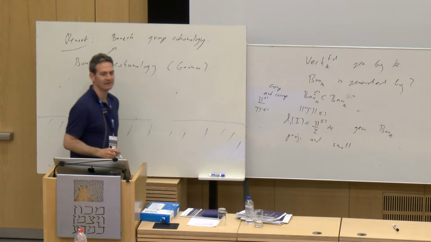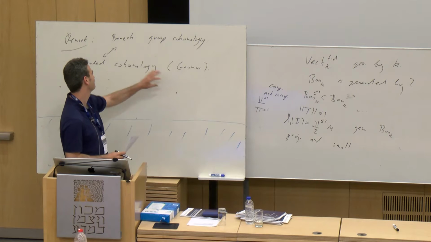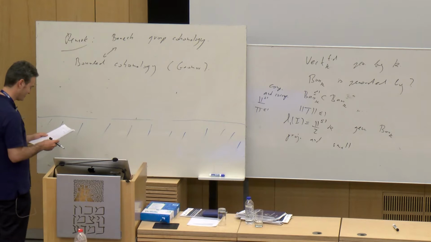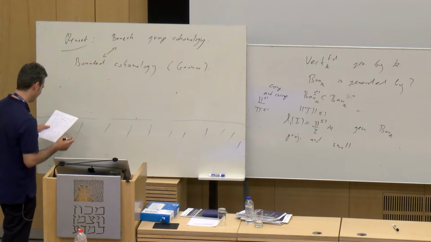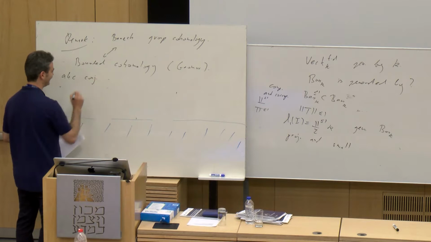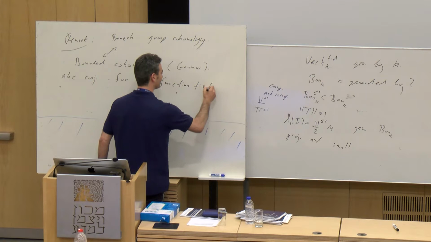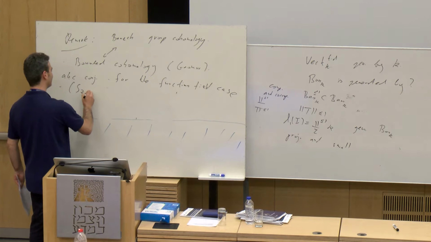There's a very precise thing to say. This is bounded cohomology for certain groups. Definitely for discrete groups, and for some topological groups it's also true. You need to be careful, exactly, but these sort of statements are true. And the remark is that if you look at the ABC conjecture in the geometric setting, or for the function field case, in terms of what's known as the Szpiro inequality, which is an equivalent form of the ABC conjecture.